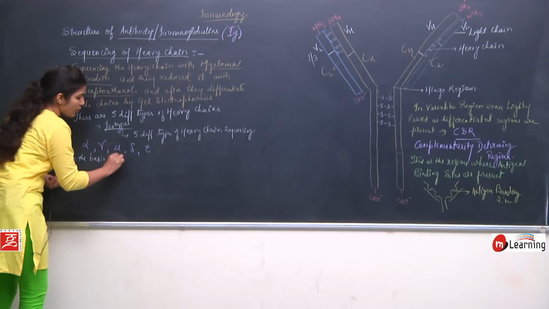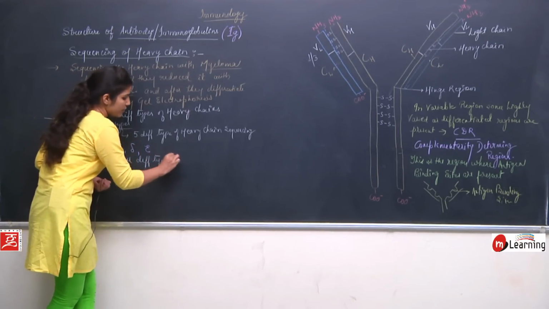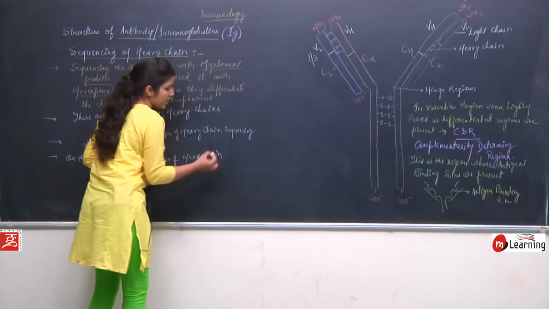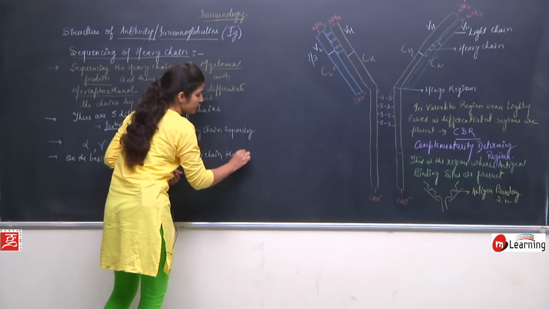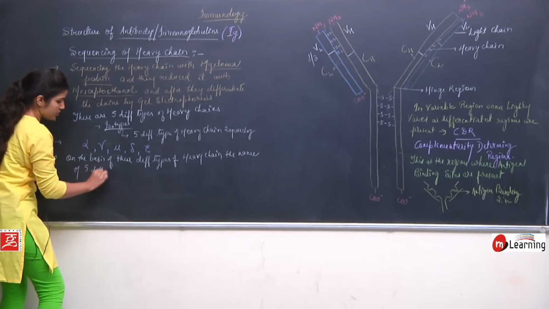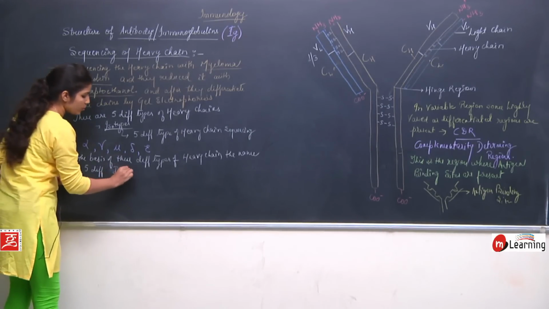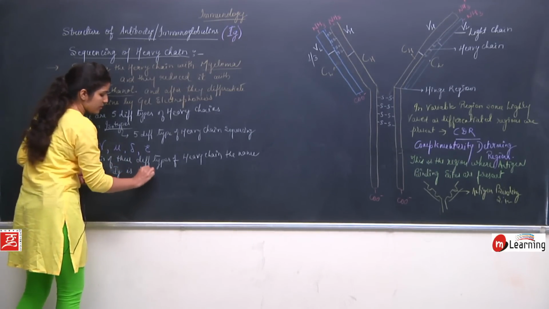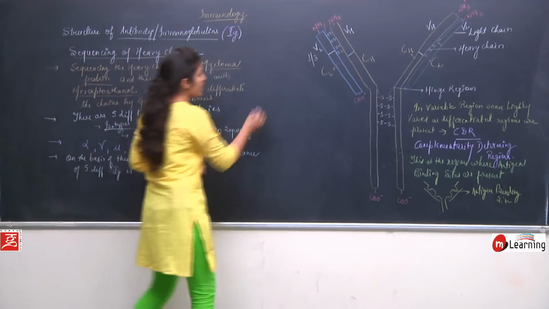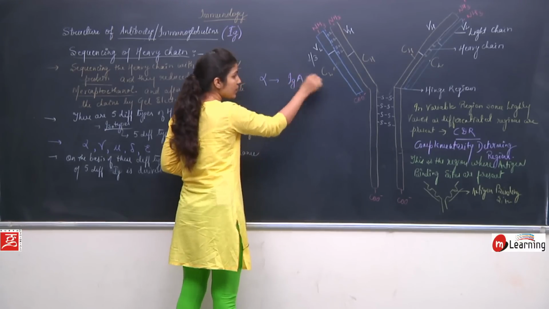On the basis of these different types of heavy chain, the names of 5 different immunoglobulins are derived. So, what are these names? They had given the name alpha. For alpha chain they had given the name IgA.